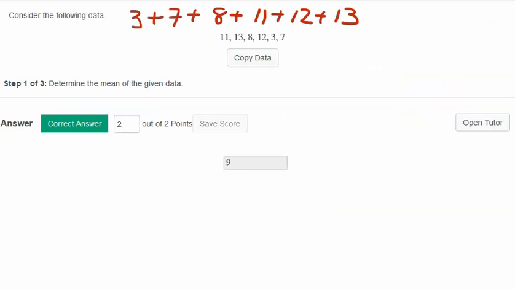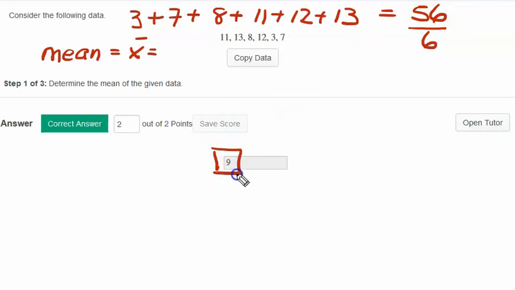This is our last question. And what I've done is taken my data and put it in order. We're going to need this. This is a 3-step problem. First, we're asked to find the mean, which is x bar. And we have to add these all up. So take a moment, give that a shot. Well, this is 56. How many items of data do we have? 6. 6 goes into 56 9 times.